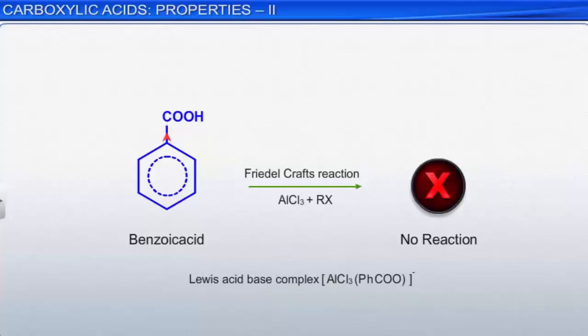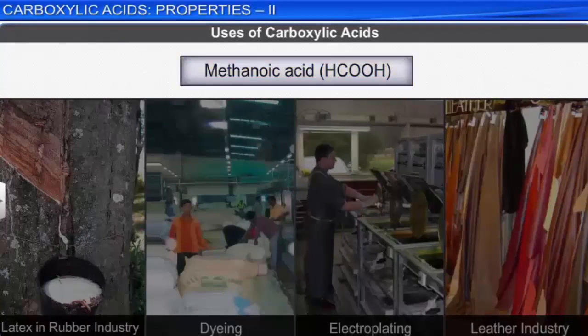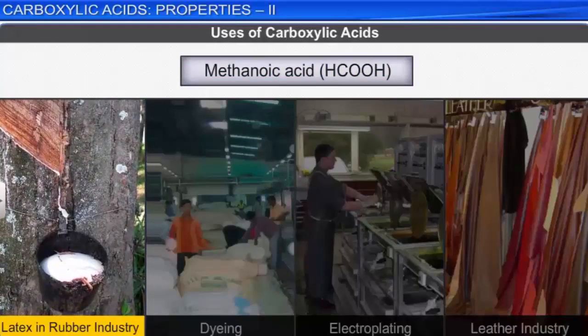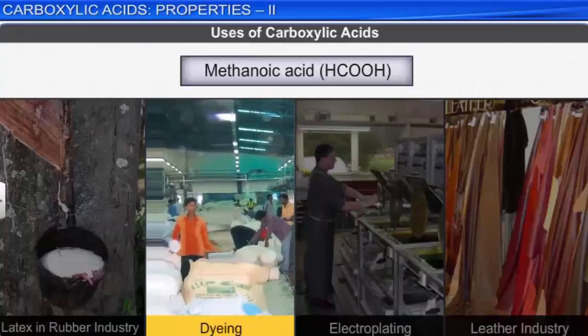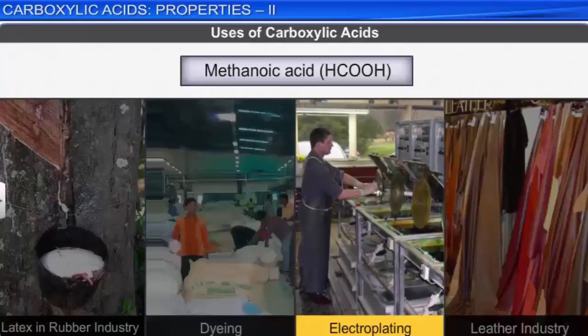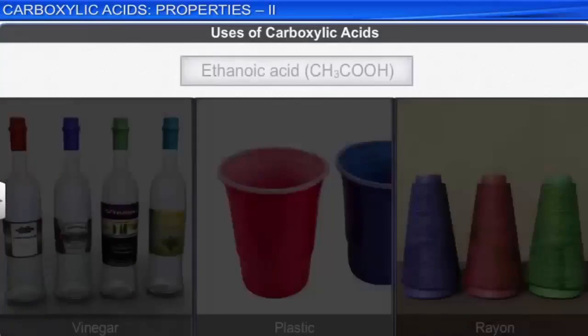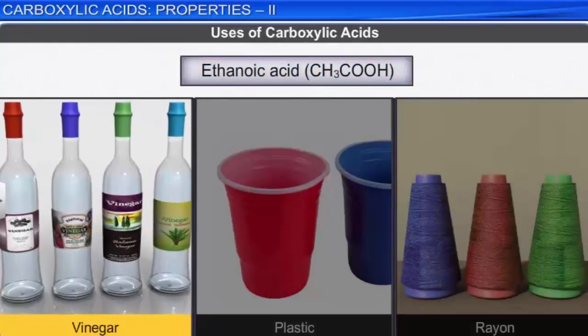Let's see the important uses of carboxylic acids. Methanoic acid is used as a coagulating agent for latex in the rubber industry. It is used as an acid bath in the textile, dyeing, and electroplating industries. It is used for the dehydration of hides in the leather industry. Ethanoic acid is used as a solvent and as vinegar in the food industry. It is also used in the manufacture of plastics and rayon.